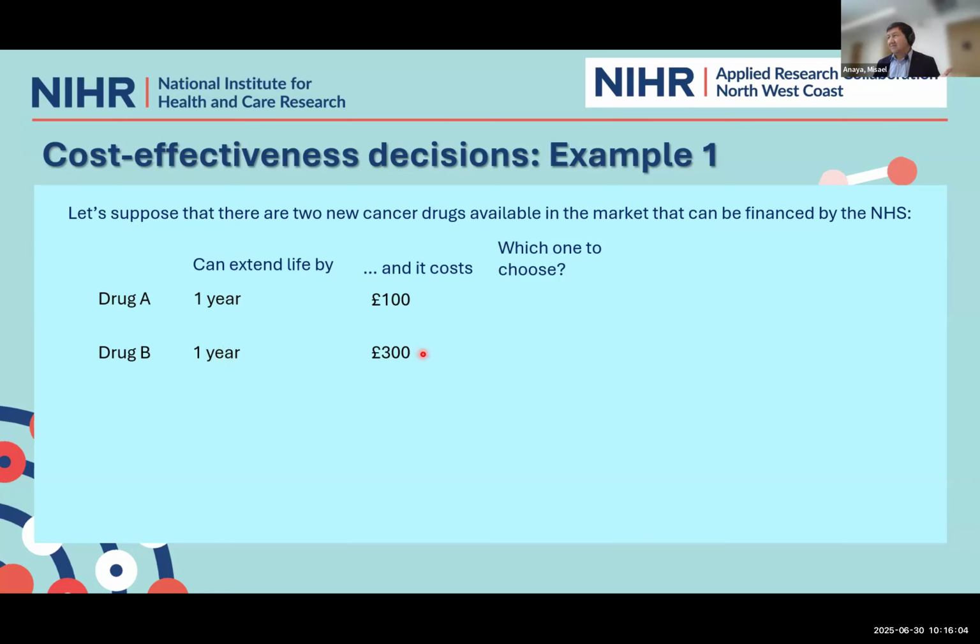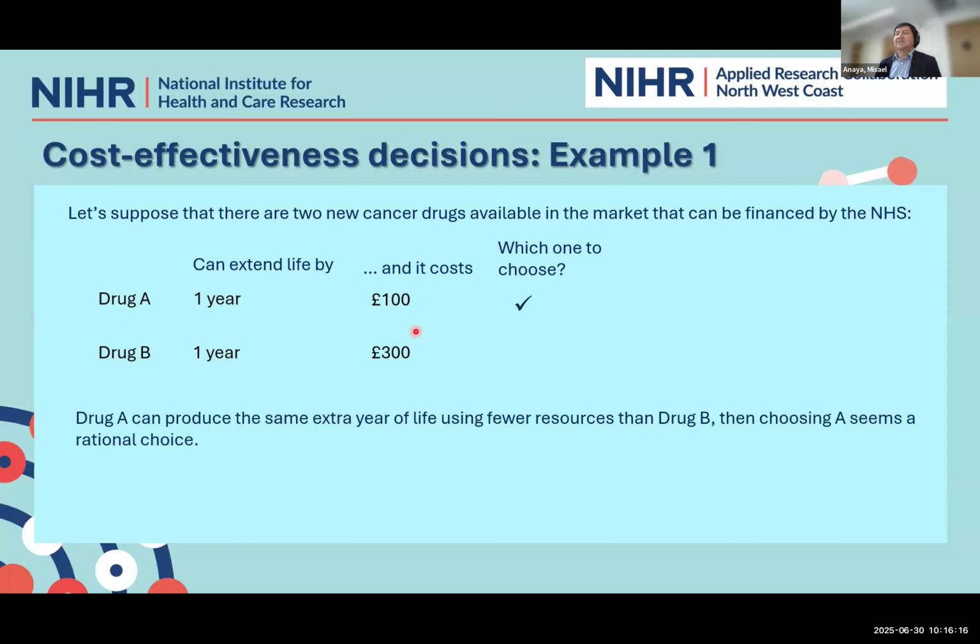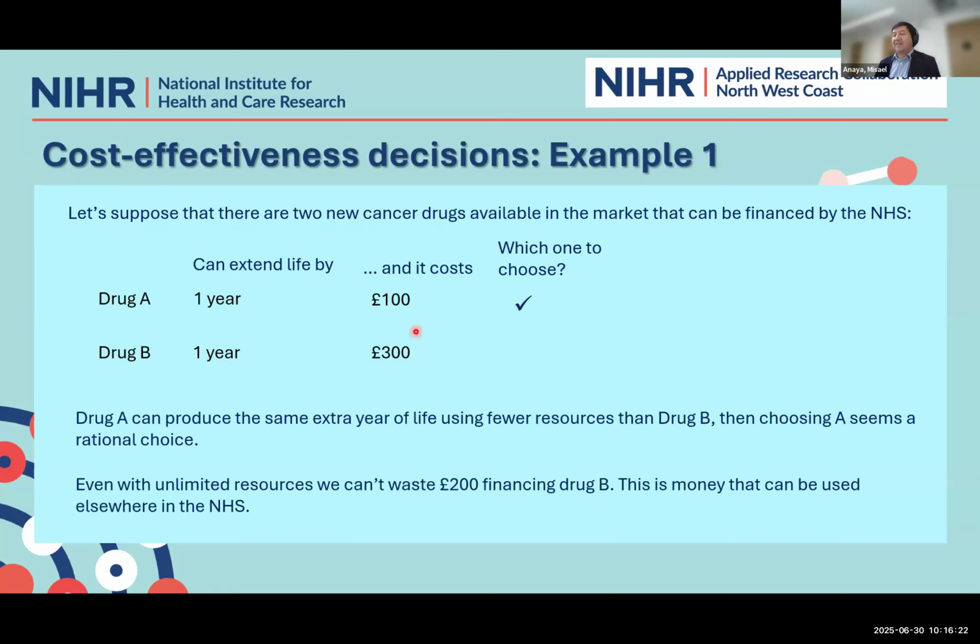Which one to choose? I think we can safely say that we are choosing drug A. This is because there is no reason to choose drug B. We will waste money. We will waste £200,000 financing drug B. This is a straightforward example.